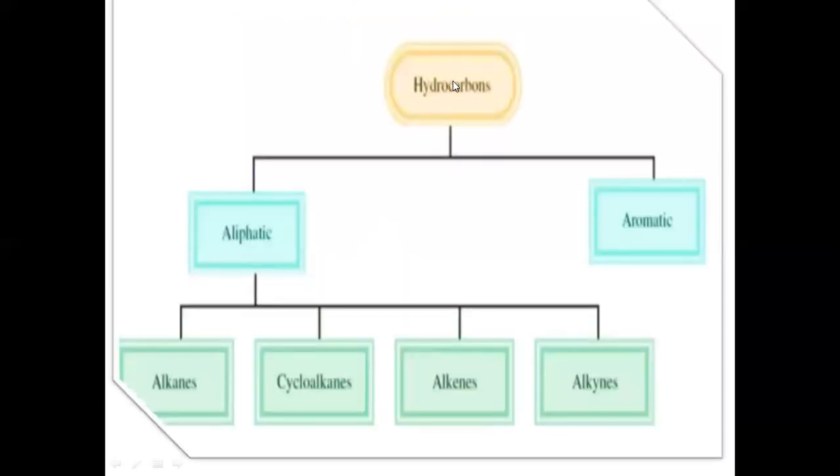Types of hydrocarbons: we have two important types of hydrocarbons, aliphatic hydrocarbons and aromatic hydrocarbons. Aliphatic hydrocarbons are those types of hydrocarbons which are further subdivided into alkanes, alkenes, alkynes, and also cycloalkanes, while aromatic hydrocarbons contain at least one benzene ring in their structure. Let us discuss these types of hydrocarbons one by one.